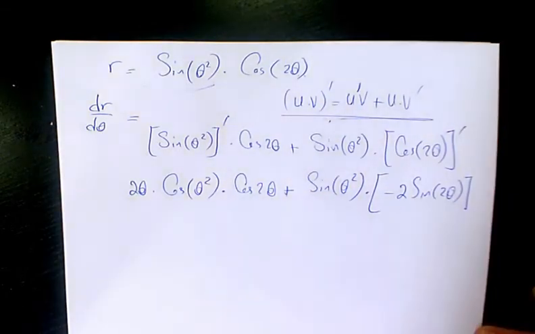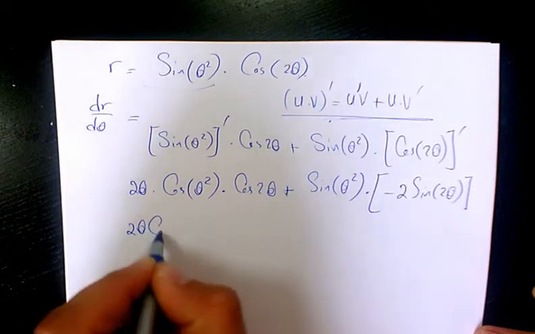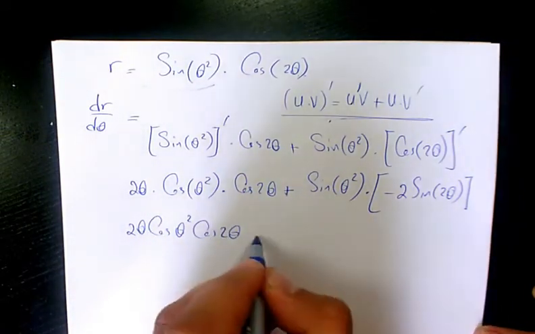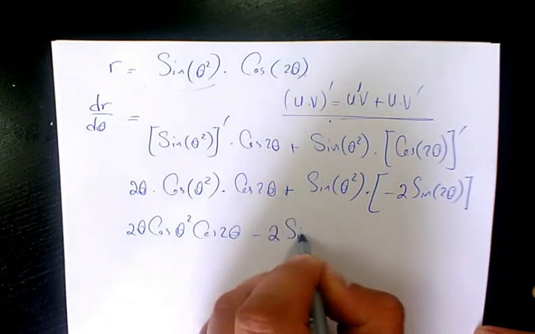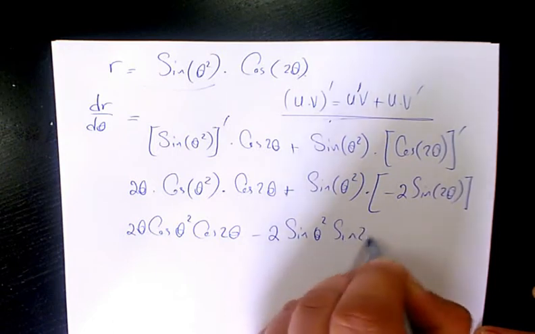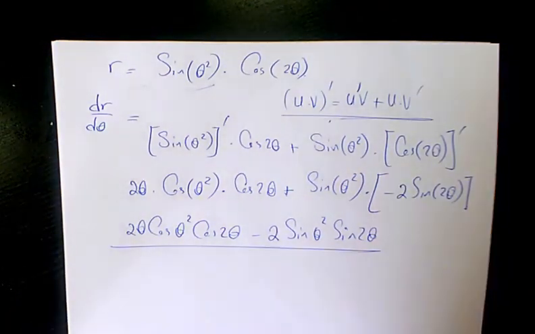Now let's simplify it. We have 2 theta cosine theta squared cosine 2 theta minus 2 sine theta squared sine 2 theta. We cannot really simplify it more than that. Just leave it like that. So that's going to be the answer to this question, the derivative of r with respect to theta.